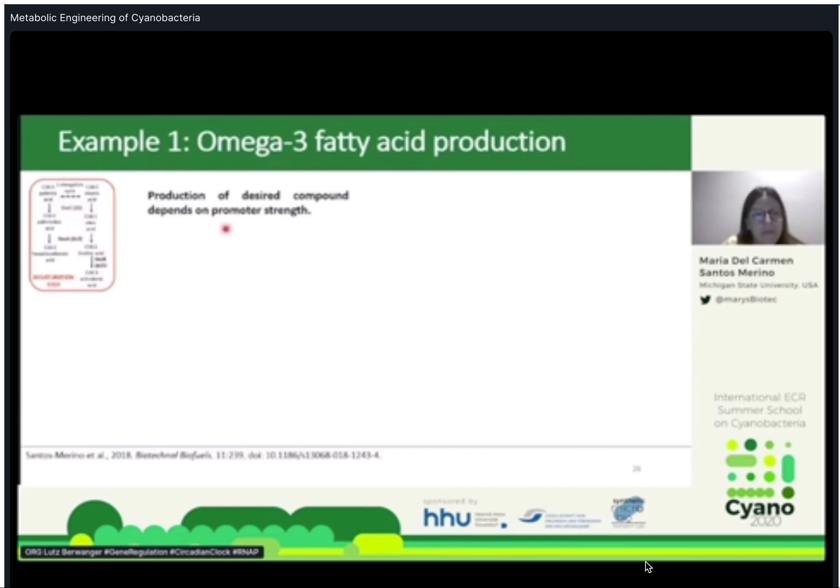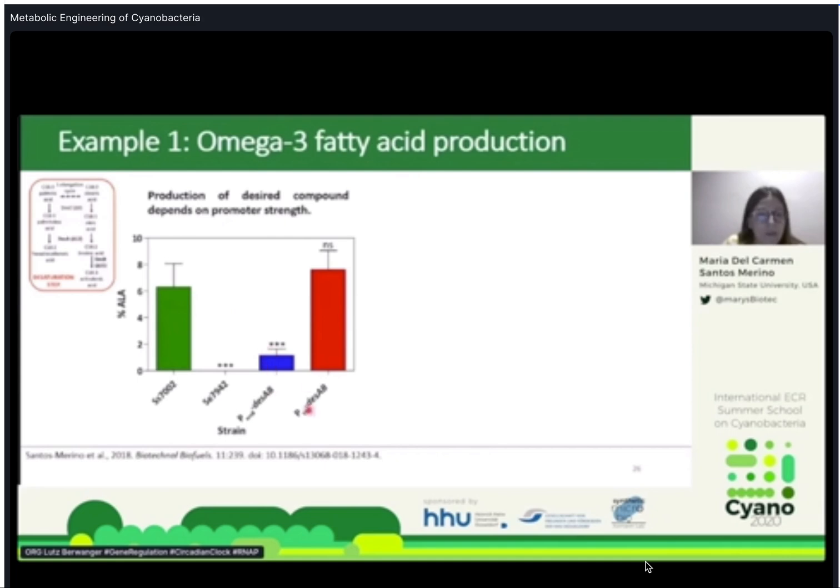And the first information that we can start from this publication is that the production of the desired compound is going to depend on the promoter strength. These authors use two different promoters to express these desaturases: PNRSB, as I mentioned before, is inducible by nickel, and PTRC is inducible by IPTG. As you can see here, with PNRSB, the level of alpha-linolenic produced was very low, and these levels were higher when the PTRC promoter was used. These levels were quite similar to the origin species where these desaturases were extracted, 7002.